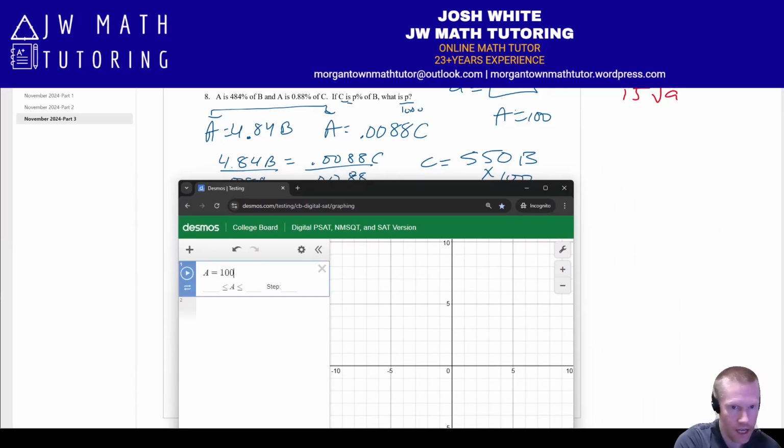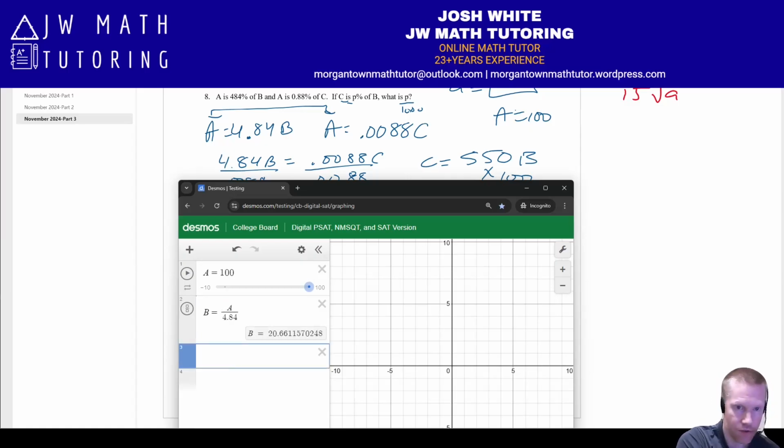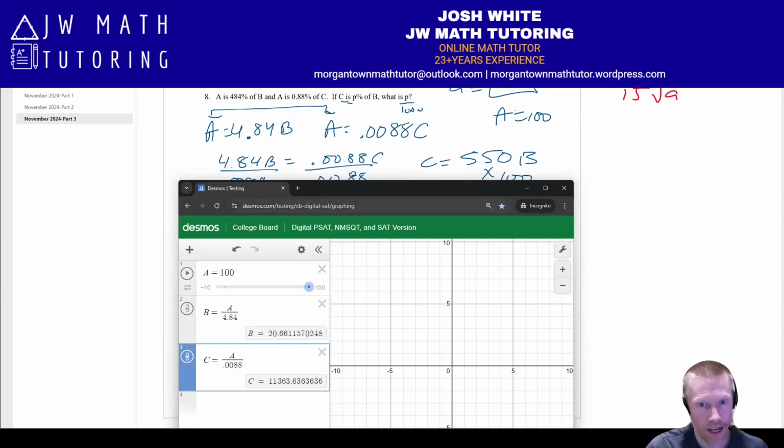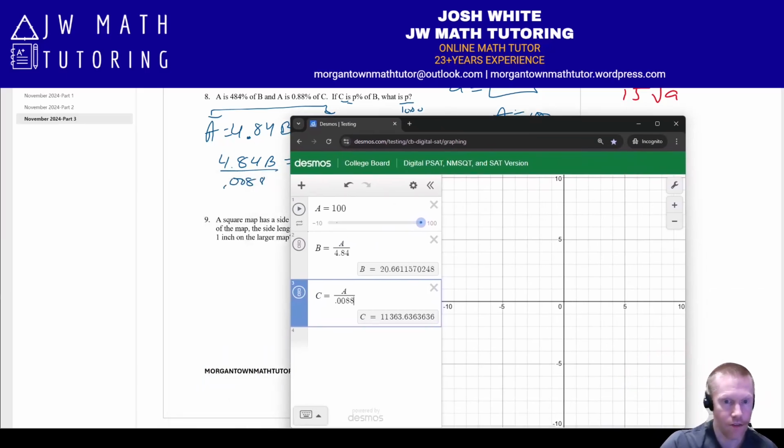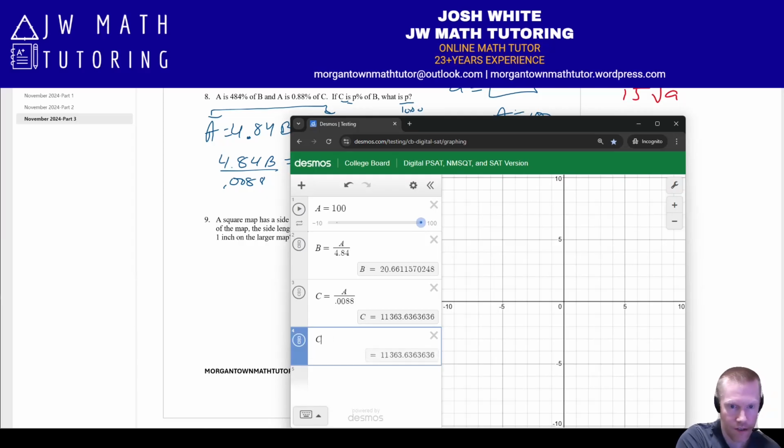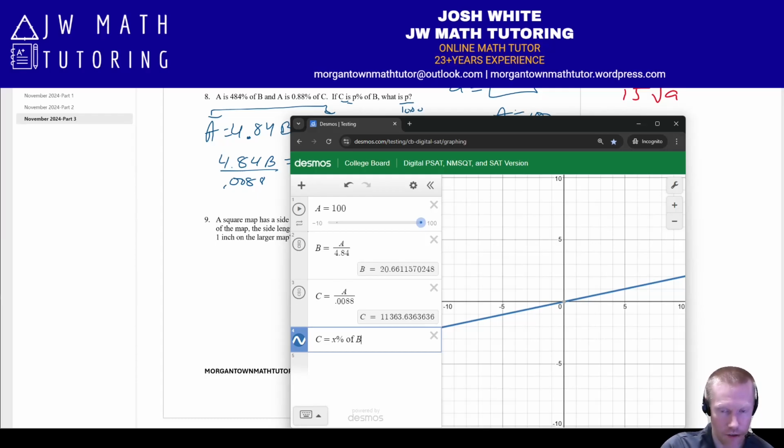So, for example, I'd start off again. I would just say A is 100, and then for the B value, if you divide both sides of the equation by 4.84, you get A divided by 4.84. That gives me my value of B. Same thing for C. That's going to be A divided by 0.0088. So now I have B and I have C. The thing you have to be careful about is if you type it in the way it is, C equals X percent of B, it gives you this weird linear line which is not what we want. So you technically have to switch the sides. You have to put the X percent of B part first and then equals C.